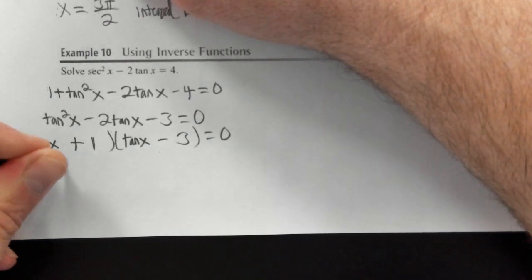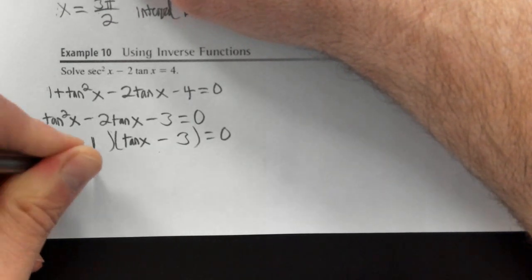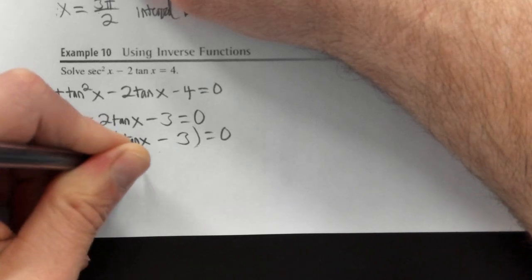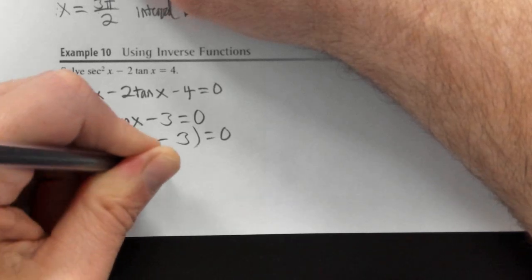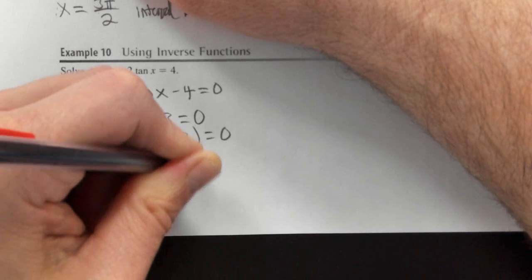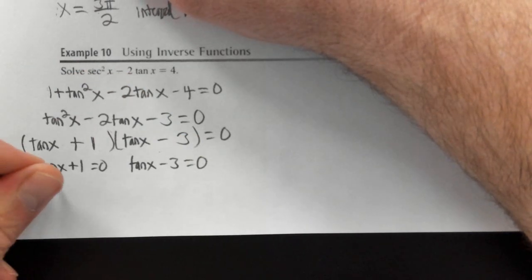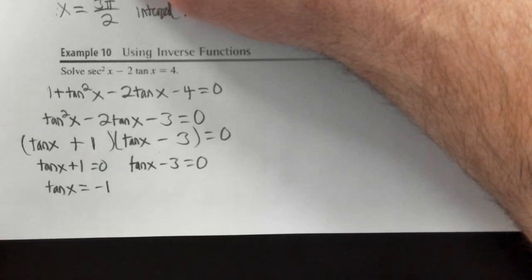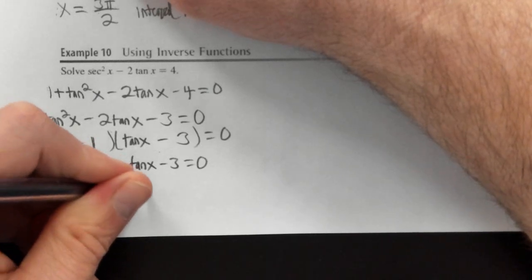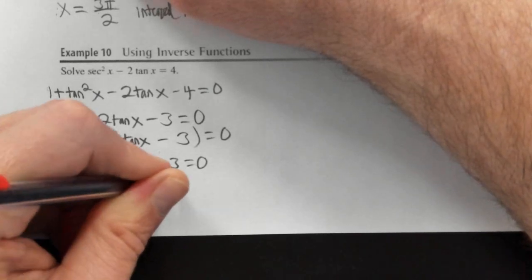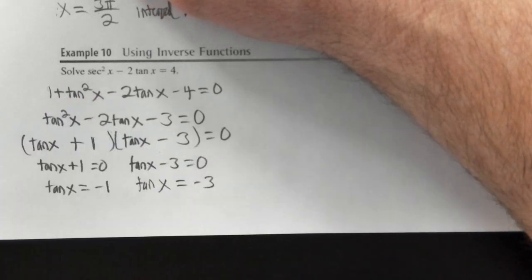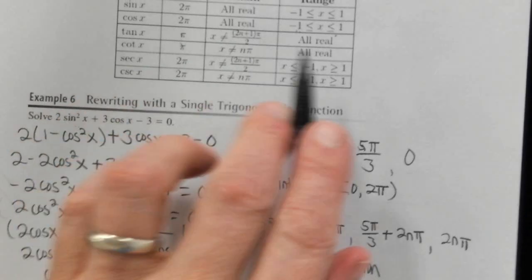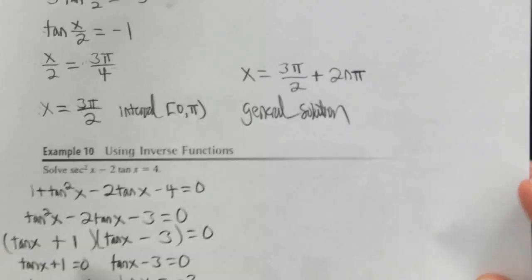Tangent of x plus 1 equals 0. Tangent of x minus 3 equals 0. So that becomes tangent of x is equal to negative 1, and this becomes tangent of x is equal to negative 3. Quick range check reminds you that all reals is the range for tangent, so we're in good shape for whatever's over here.